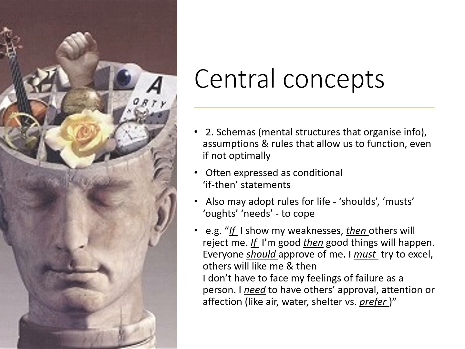Schemas are mental structures that organise the information that we have and the assumptions and rules that allow us to function, even if they don't allow us to function in the best way possible. And often these are expressed as conditional if-then statements. So adopting rules for my life, it could be that I'm saying, if I am a good person, then nice things will happen to me. Everyone should approve of me. I must try to excel. If I do that, then others will like me. I need to have other people's approval, attention, or affection.